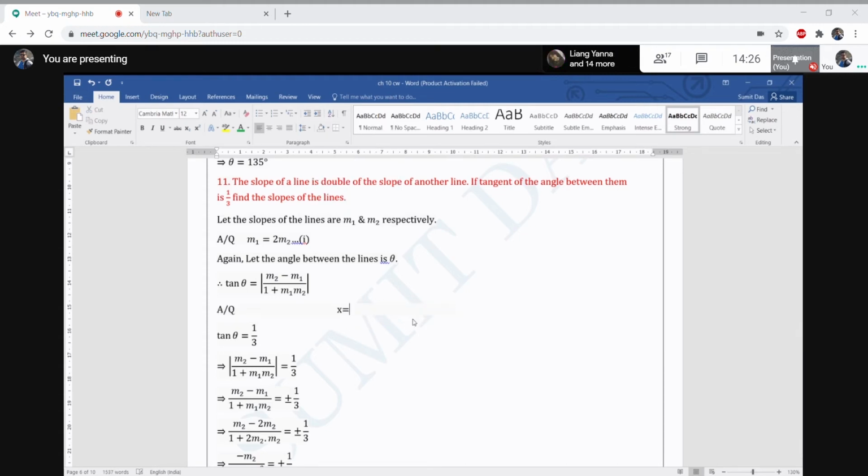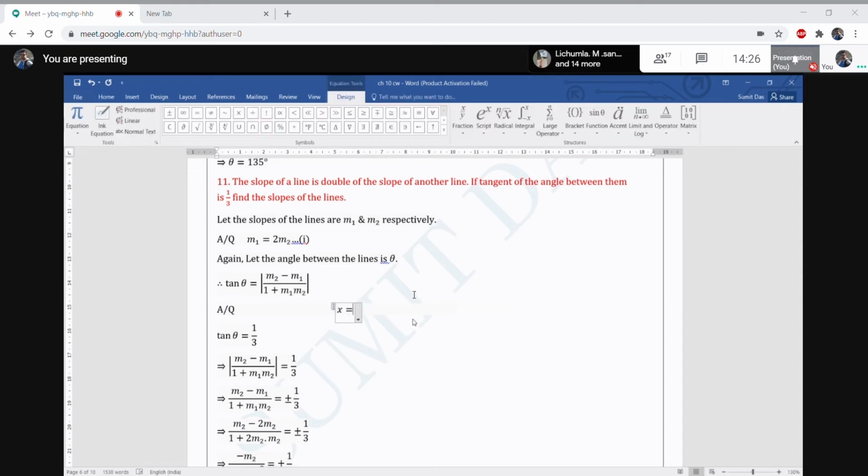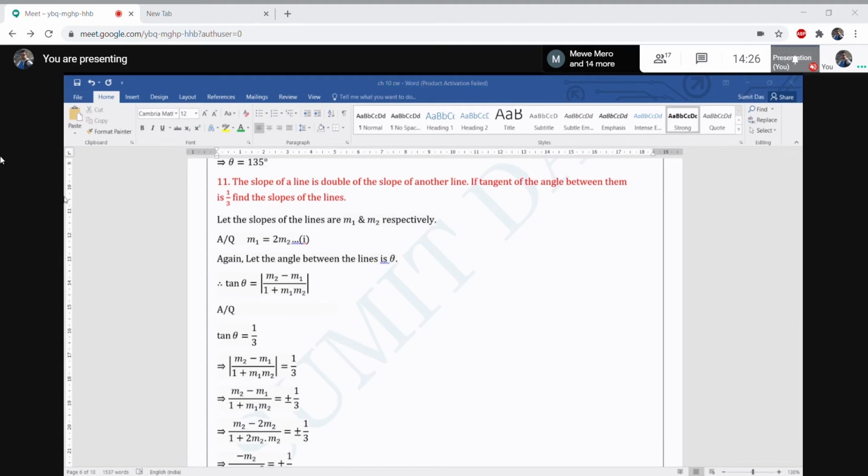Suppose x equal to mod 4. This means x equal to plus minus 4. Either it is plus 4 or minus 4. Okay, so this is the meaning of modulus. Fine.